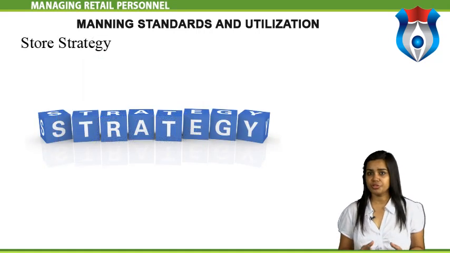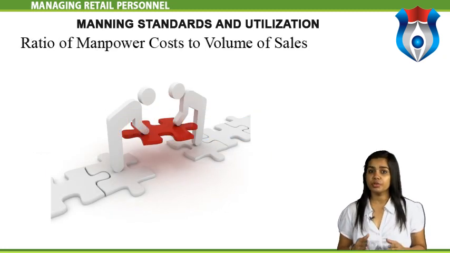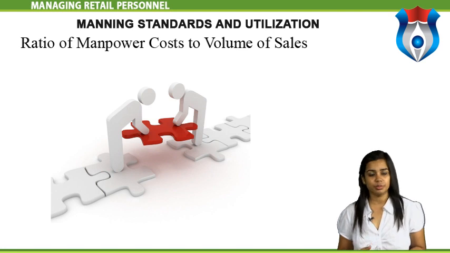Sometimes the store strategy for the year might dictate a change in staffing patterns. Ratio of manpower cost to volume of sales. At a macro level, this is a good method of planning manpower. Retailers can fix a percentage of sales turnover to be utilized on manpower cost. Micro planning can then be made within this limit.